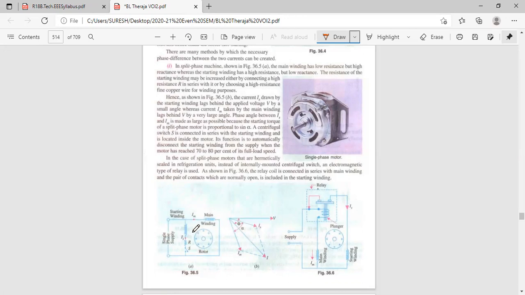There is no capacitance here. Both are windings only. Inductance is there. That's why both the currents are lagging the voltage. But IM is lagging the voltage by more angle. IS is lagging the voltage by less angle. Because IM is having more reactance, IS is having low reactance. Okay.